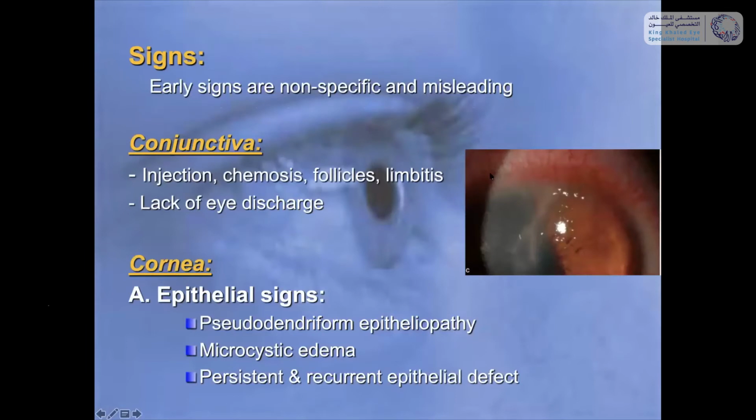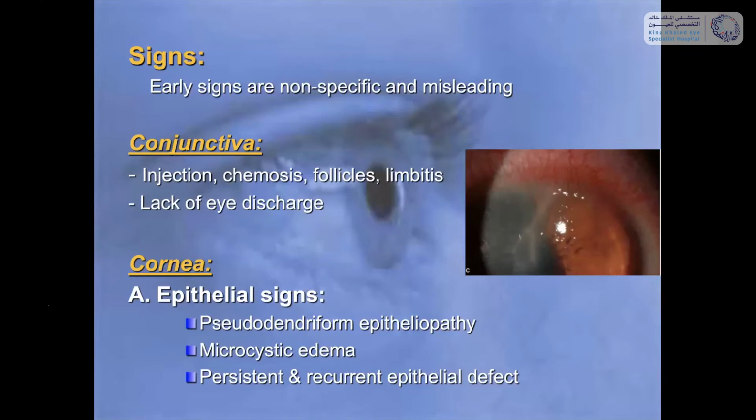What about the clinical signs? The early signs are usually non-specific and misleading. Conjunctiva injected, chemosis, follicles, and limbitis. This is the limbitis which we see in early stages of Acanthamoeba keratitis. Usually these cases don't have eye discharge, and this is a differentiating clinical sign when you compare it to bacterial keratitis.